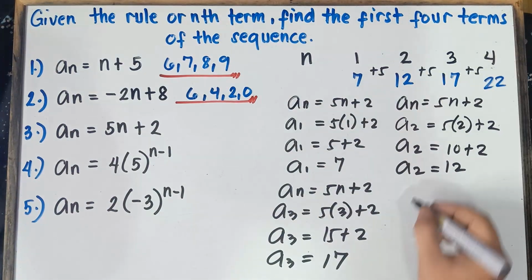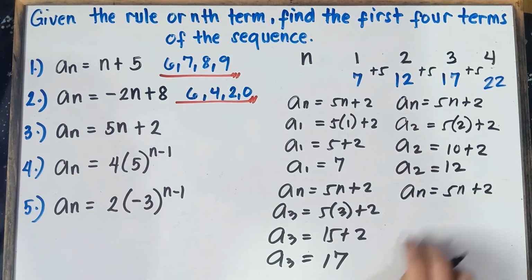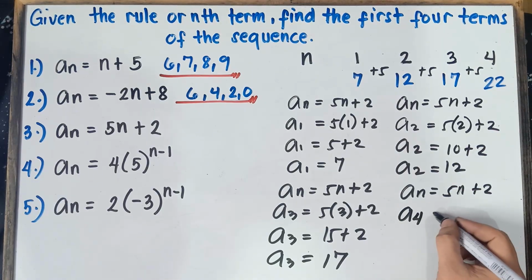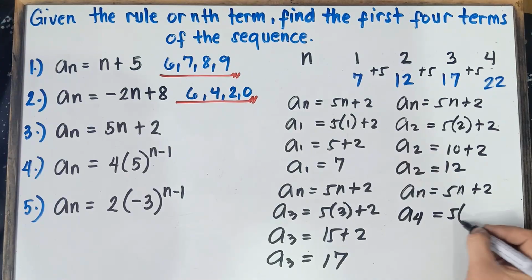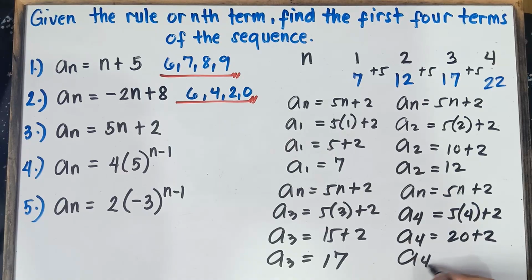Alright, but let's double check, class. a sub n equals 5n plus 2. Our fourth term is 22. So a sub 4, n is 4, our fourth term: 5 times 4 plus 2. A sub 4, 5 times 4 is 20, plus 2. a sub 4 would be 22.